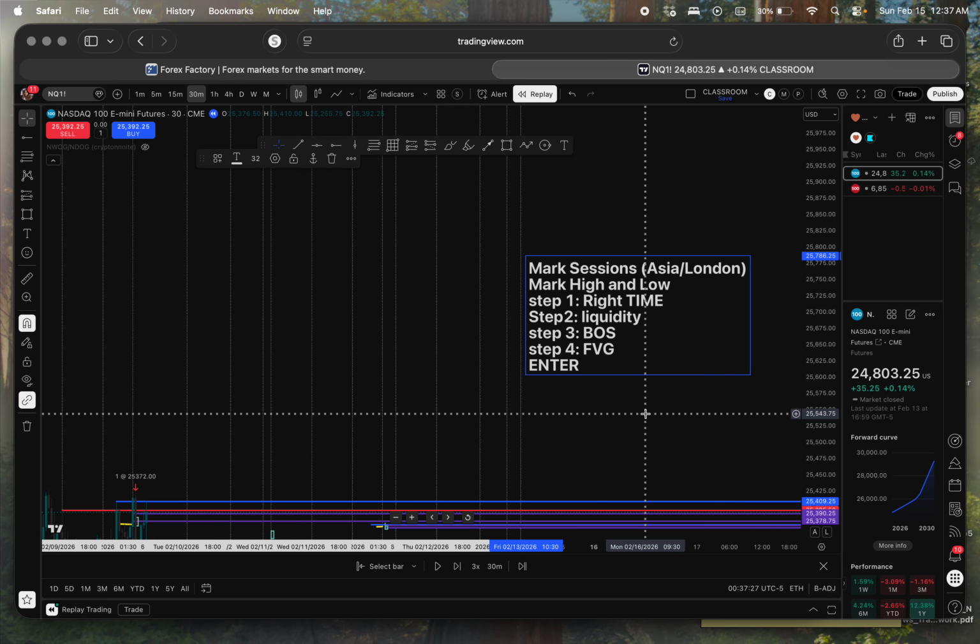And so I use these steps to know, like, hey, you've got to mark your sessions, mark your high price, your low price within the sessions, mark your 7 a.m. And of course, you're using time, you're using liquidity, you're using break of structure, you're using fair value gap every single time. It doesn't fail. And if you have all of those and you set your stop loss, even if you lose money, it's not going to be out of your reach.